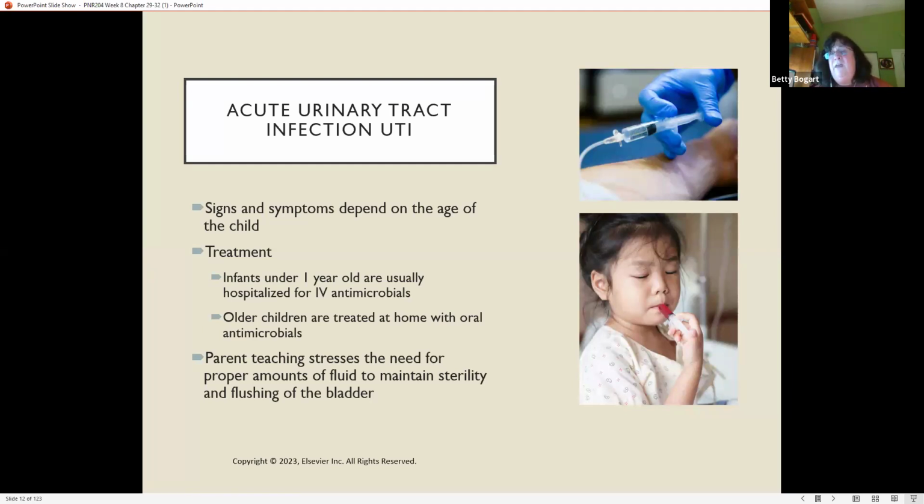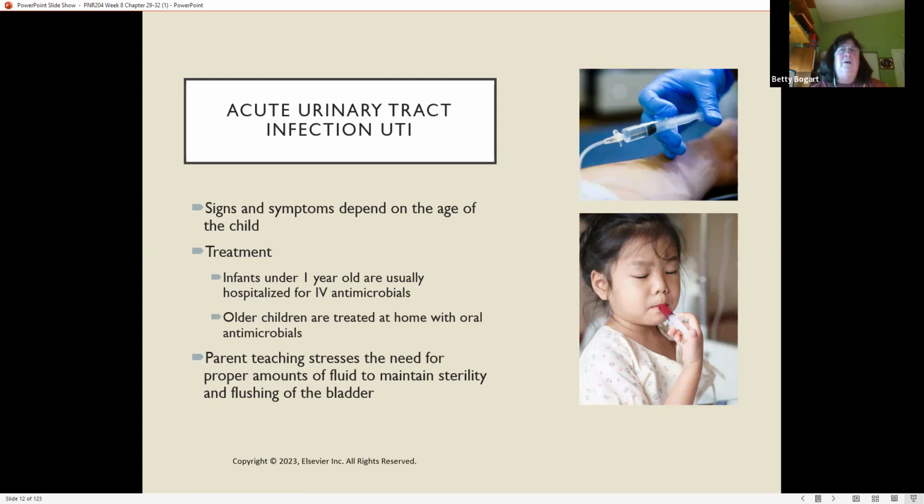So infants, because they don't have a great immune system, usually will be admitted for IV antibiotics. Older kids already have an immune system. It's not as worrisome to let them go home with oral antibiotics. So the difference between IV and PO is their immune system. Children under 1 don't have it as much as we'd like it, and we're just protecting them.